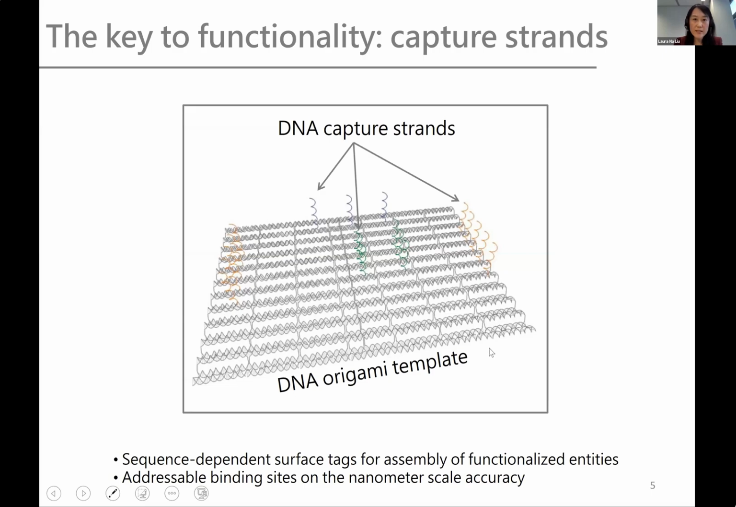The key to functionality is the capture strands that we can extend from the origami template, because they can provide sequence-dependent surface tags for assembly of functionalized entities together, including metallic nanoparticles, quantum dots, dye molecules, among others. Importantly, they also provide addressable binding sites with nanometer-scale accuracy. This is very important for nanoconstruction because they can provide feature sizes much smaller than those obtained from top-down nanotechniques, for instance, electron beam lithography, focused ion beam etching, etc.